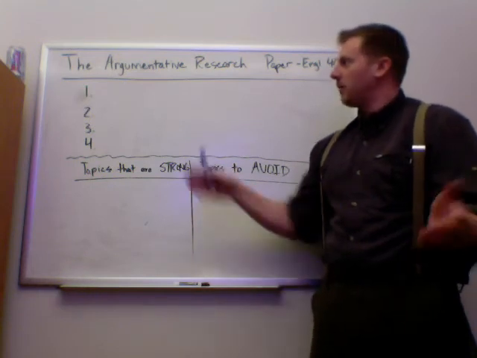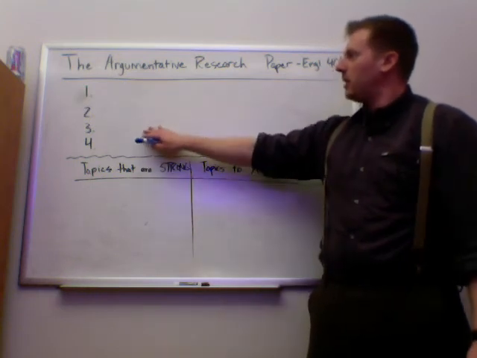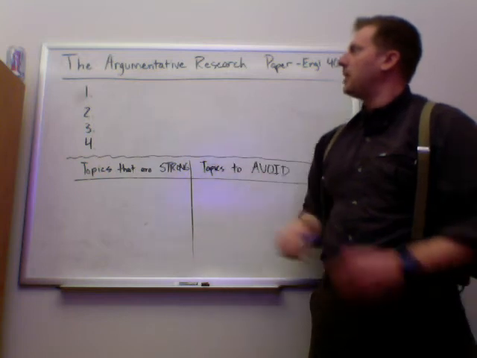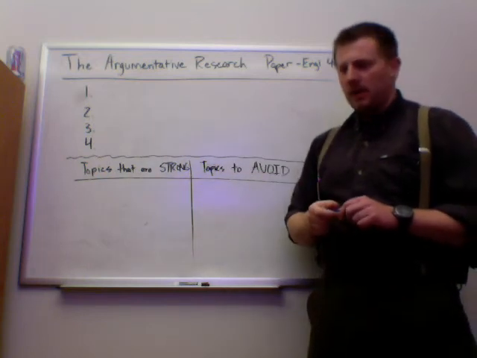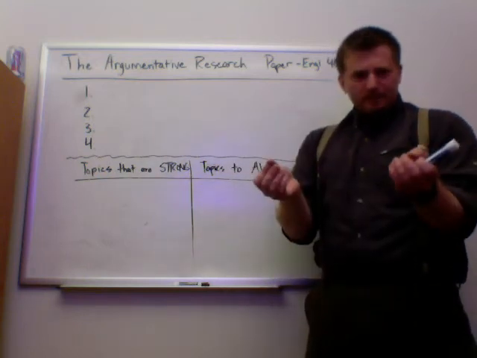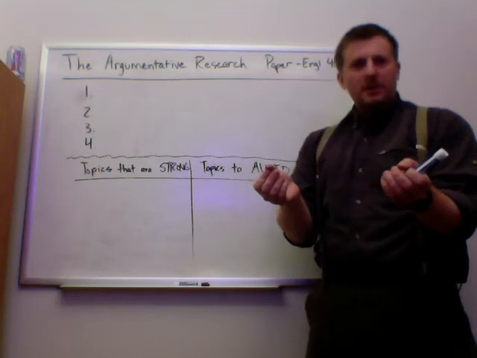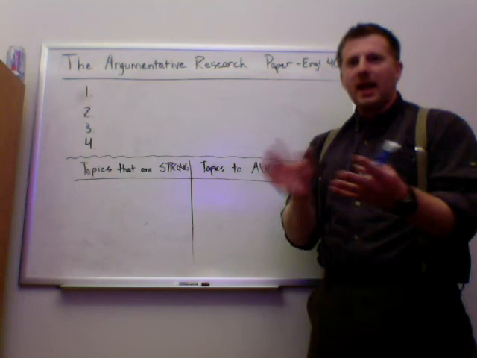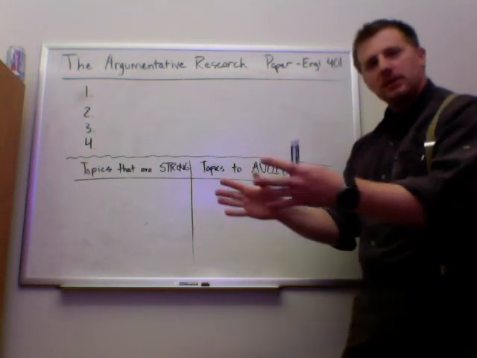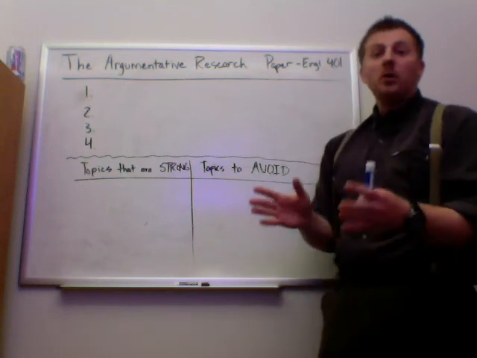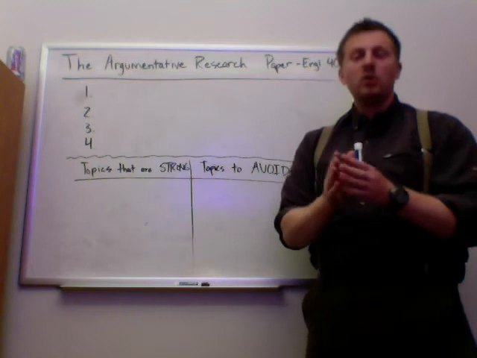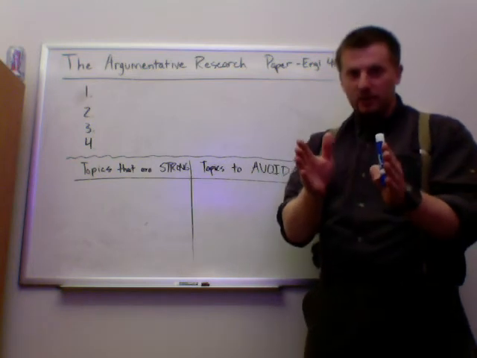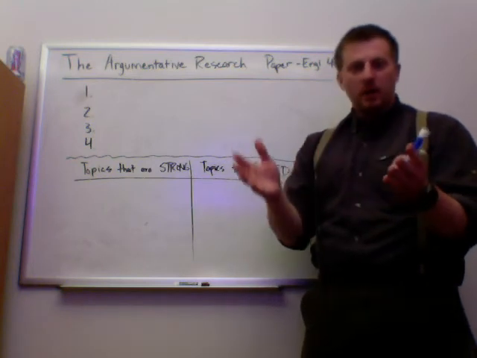So there are four important questions that we need to ask about the argumentative research paper. This is a little bit different than your rhetorical analysis paper, right? For your rhetorical analysis, you analyzed someone else's arguments. Now you are going to be making the argument. You are going to be writing the research paper that someone else could analyze.